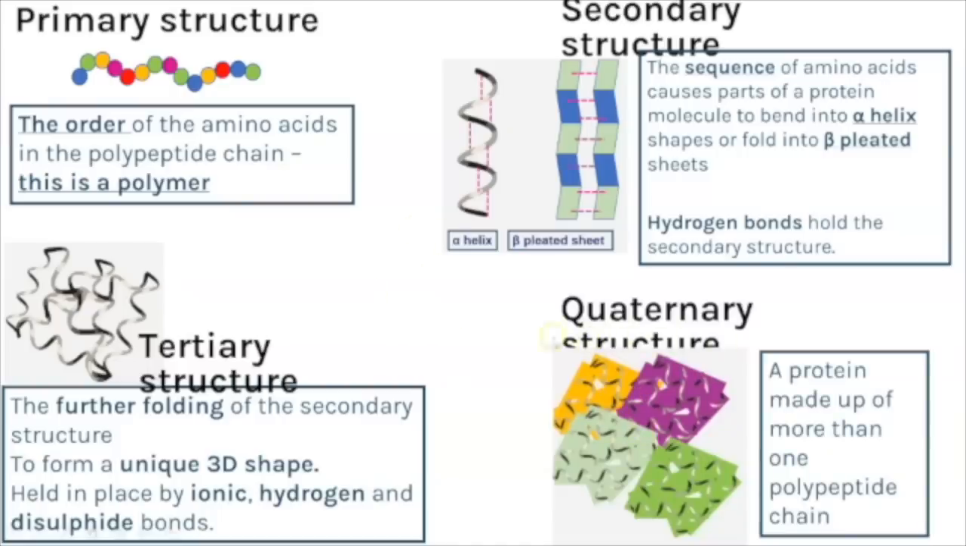That's cut off slightly, but that says structure there. Now that is still this unique 3D shape with the same bonds, but the only difference is it's a protein that is made up of more than one polypeptide chain. But it is still basically the tertiary structure. You just have more than one chain, so we call it quaternary.